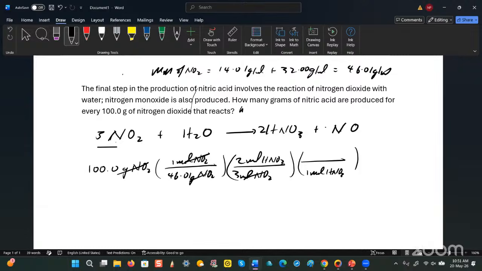And for the molar mass of HNO3, that would be equal to 1.008 grams per mole plus 14.01 grams per mole plus 3 times 16.00 grams per mole. So let's see what that gives. Okay, so I got this being equal to 63.02 grams per mole for the nitric acid. So that goes here.